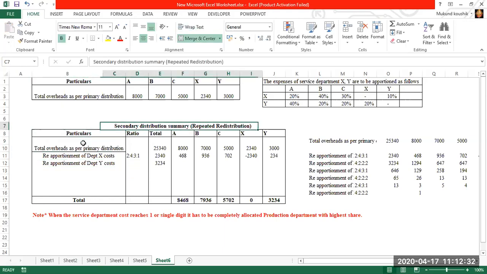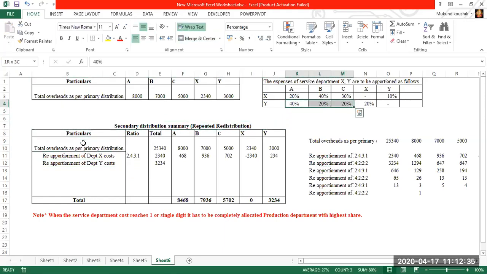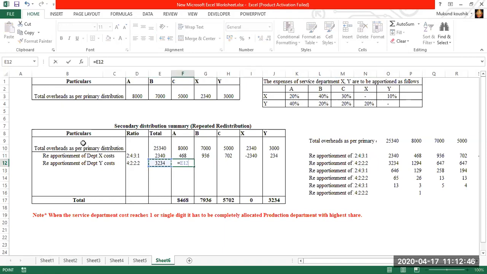Whenever we are doing reapportionment of service department Y, we have to allocate in this ratio of 4:2:2:2. That percentage, if you convert to ratio, it will become 4:2:2:2. So for department A, it will be 3234 into 4 by 10. So we are getting 1293.6. So we will make it as 1294.